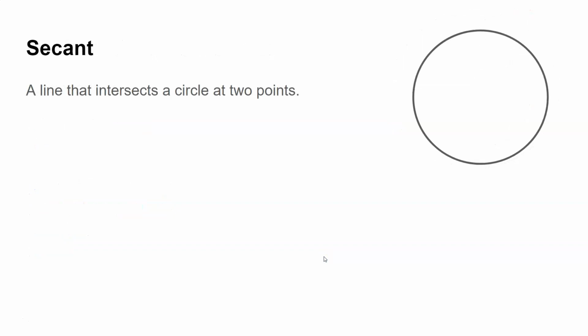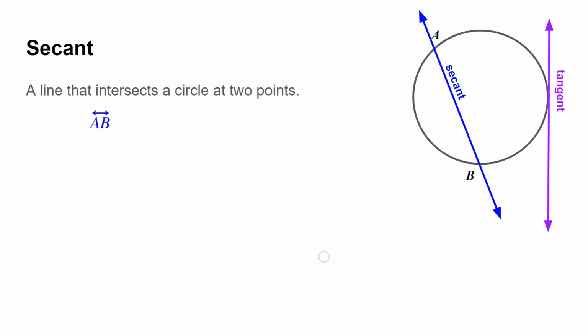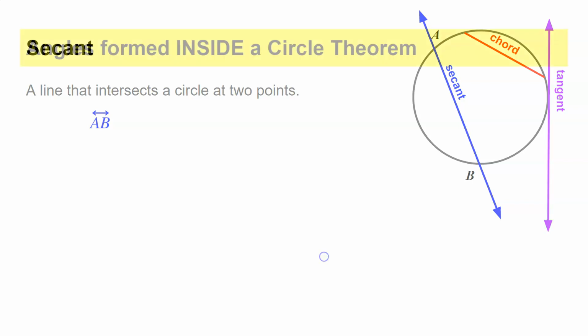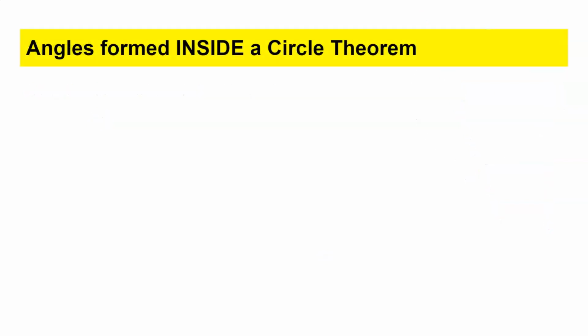What is a secant? A secant is a line that intersects a circle at 2 points, here, A and B. This is a secant. It is different from a tangent. A tangent line touches a circle in 1 point. And it's also different from this, which is a chord. A chord has its endpoints on the circle.